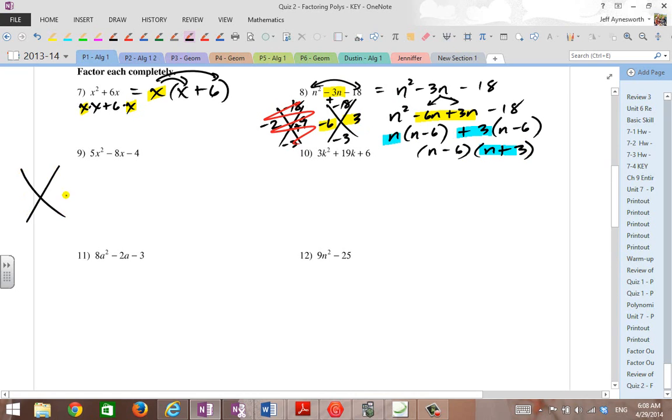On this next one here, I have to multiply the 5 times negative 4 to get negative 20. What two numbers multiply to negative 20 and add to negative 8?